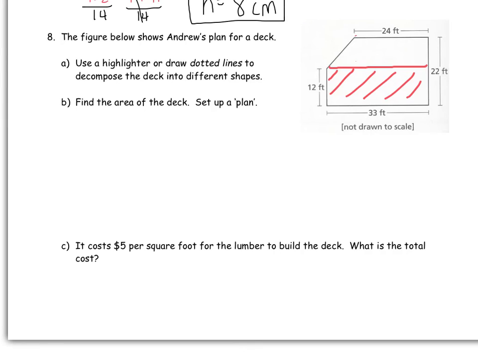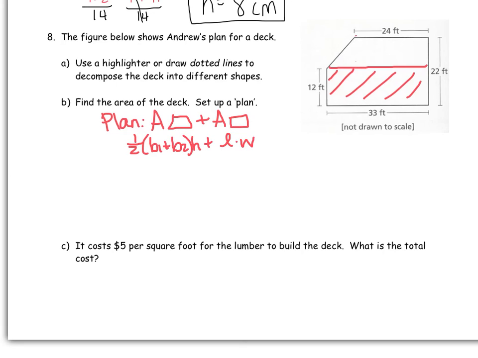Part B. To find the area of the deck, let's set up a plan. So my plan is going to be, let's find the area of the trapezoid and add it to the area of the rectangle to get the total area. Just like always, we need our formulas. So we'll write the formulas for a trapezoid and the rectangle, and then we'll do some substitutions.